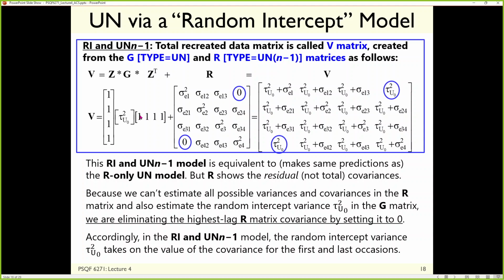So the end result, when you do the math to build V, is that that place where we had the 0 is due to only the random intercept variance. So the relationship between the first and last occasion is due only to random intercept. The relationships at the other occasions can be due to other stuff. So I like to estimate the unstructured model this way because then I can focus on how complicated R needs to be once I've partitioned out most of its sources of covariance over time.